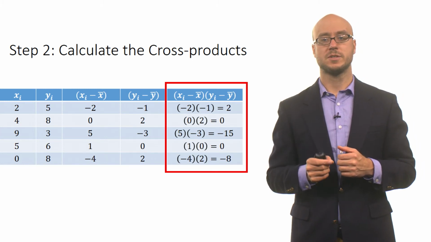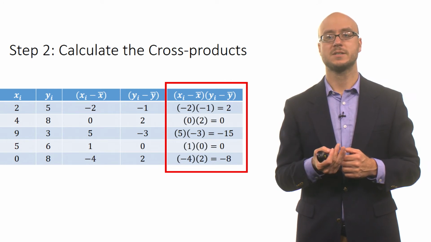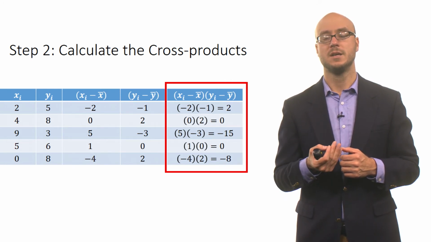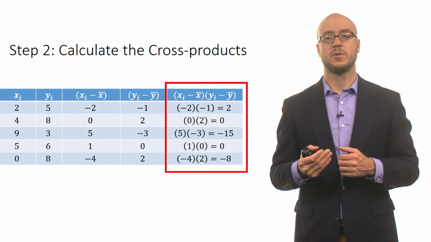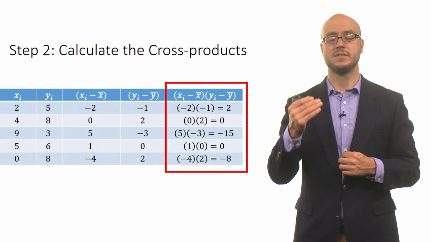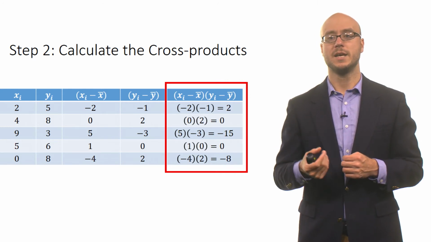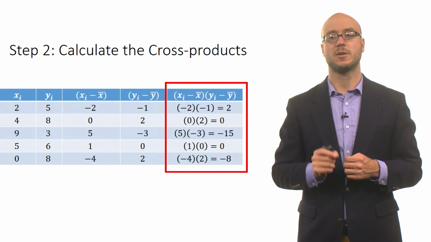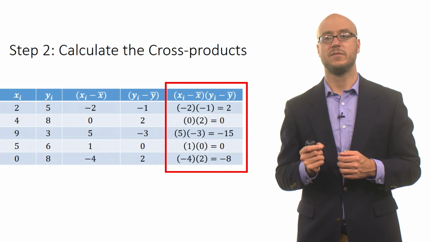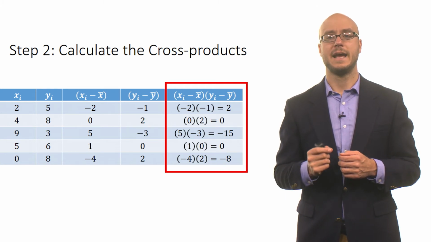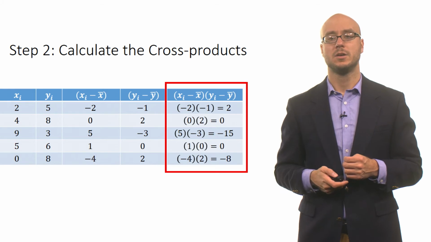So that first person is 2 units below the mean of x and 1 unit below the mean of y, and you multiply those together and you get a value of 2. For the person in the second row, that person has a value right on the mean of x and 2 units above the mean of y, and you multiply those values together and you get a cross product of 0. In a similar fashion, we get cross products of negative 15, 0, and negative 8. So each person has a different cross product.